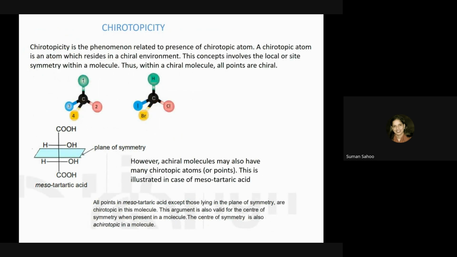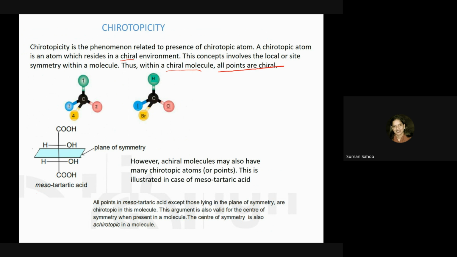Next comes another terminology, chirotopicity. Chirotopicity is the phenomenon related to the presence of a chirotopic atom. A chirotopic atom is an atom which resides in a chiral environment. This concept involves a local or site symmetry within a molecule. So within a chiral molecule, all points are chiral. For example, we would check whether some molecules have chirotopicity or not.